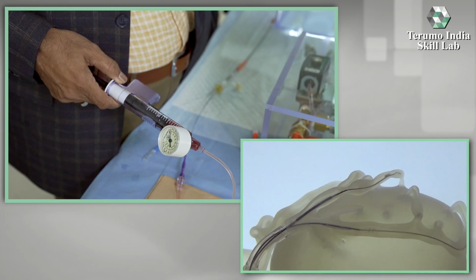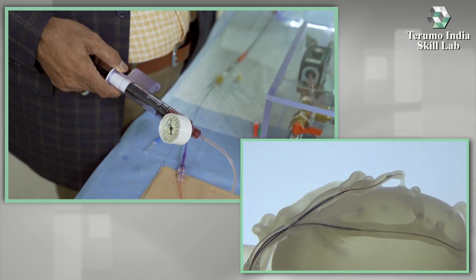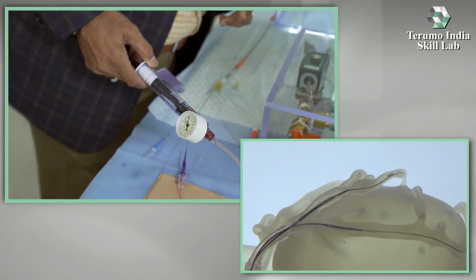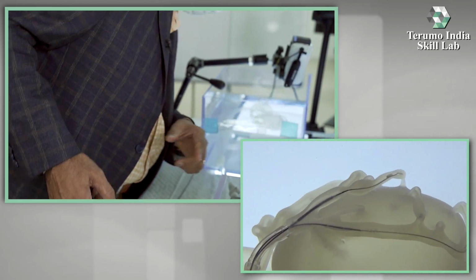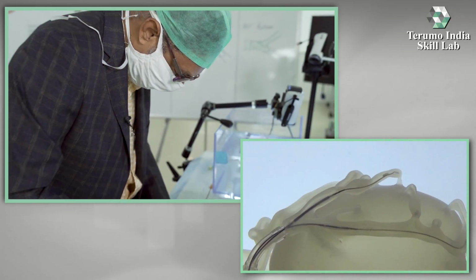This is a 12 mm stent. This is a 3 by 12. So we have about 3 crowns here. We have about 3 crowns in the main vessel.